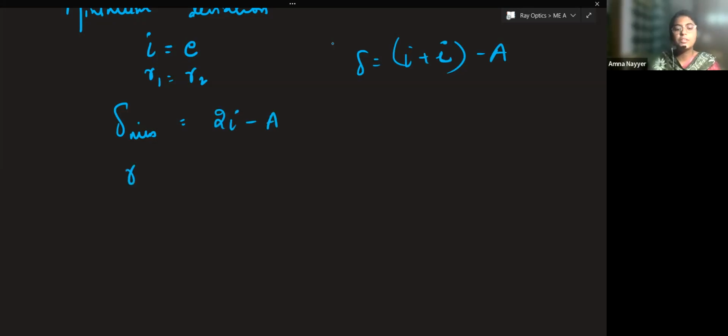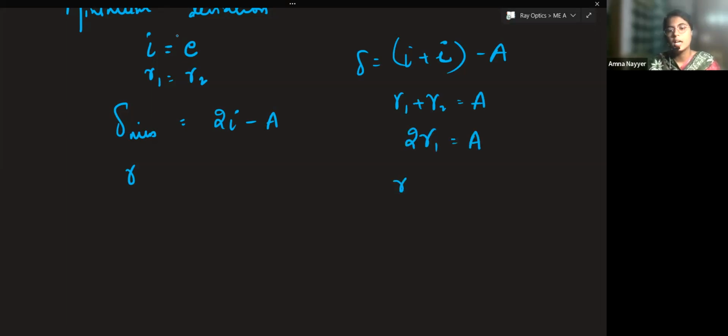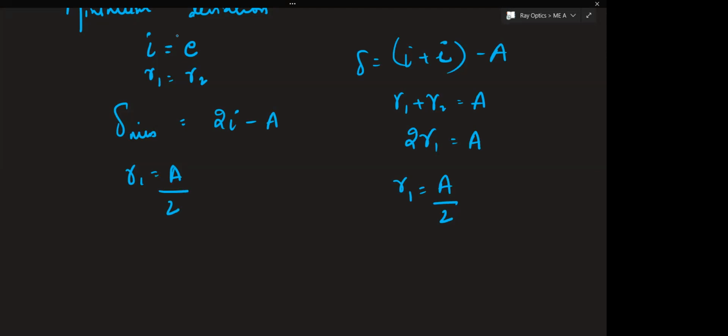Angle of refraction, if you write, see, R1 plus R2 was equal to A. So 2R1 you can say is equal to A. R1 is equal to A divided by 2. Two things you have over here. First thing that you have is delta's value. Delta minimum is 2I minus A. Second condition that you have is R1 is equal to A by 2. This is the condition for minimum angle of deviation.